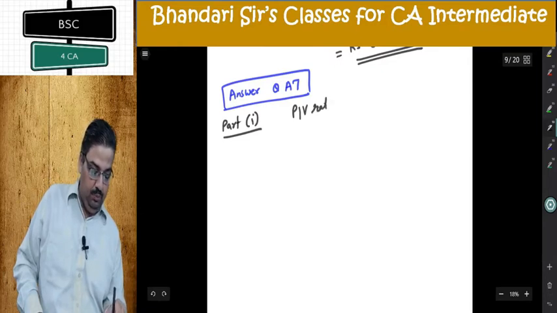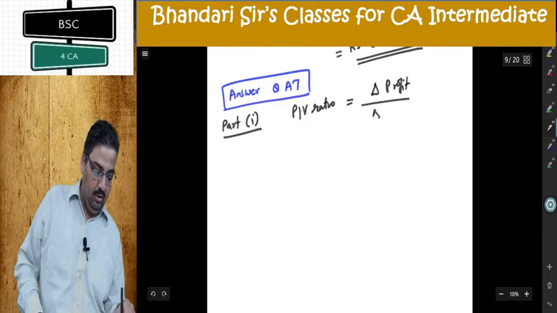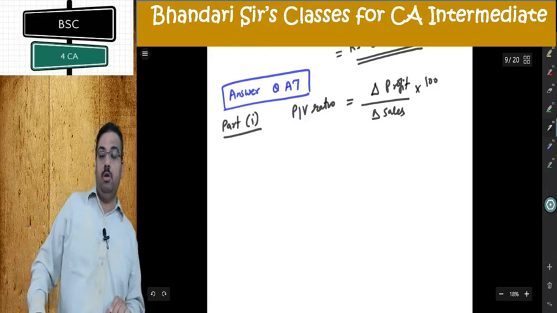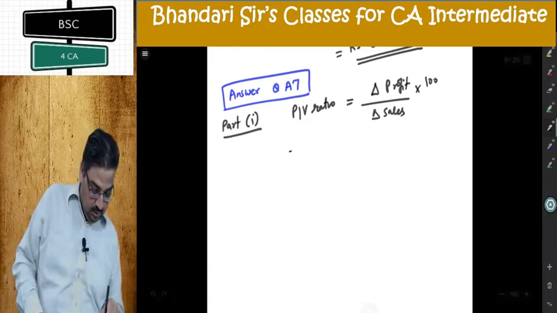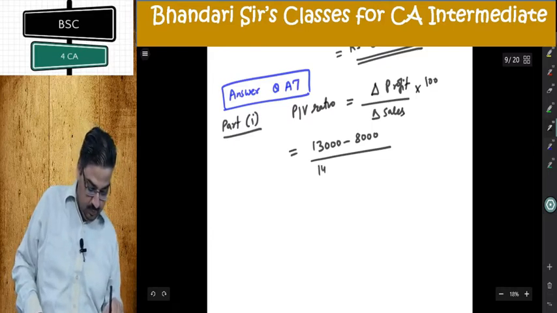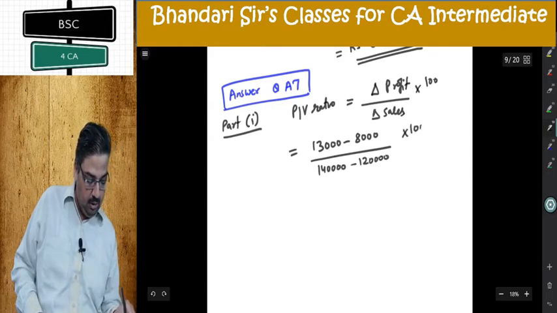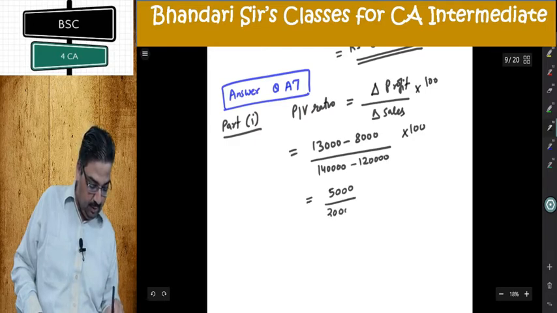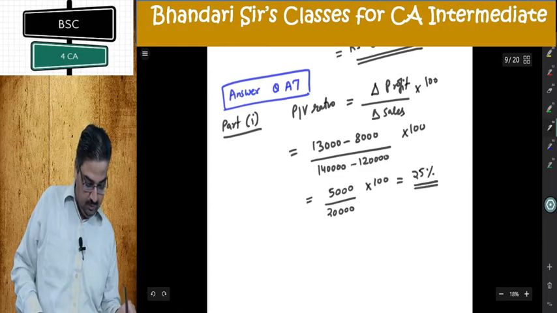PV ratio, change in profits divided by change in sales into 100 so that we can put it in terms of percentage. This is 13,000 minus 8,000 whole divided by 1,40,000 minus 1,20,000 into 100. This is 5,000 divided by 20,000 into 100. This is 25%.